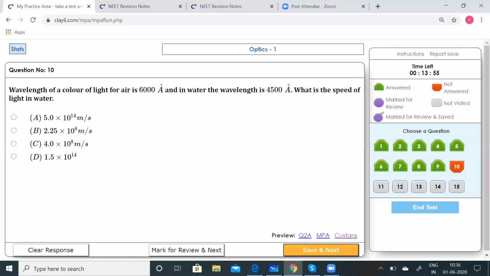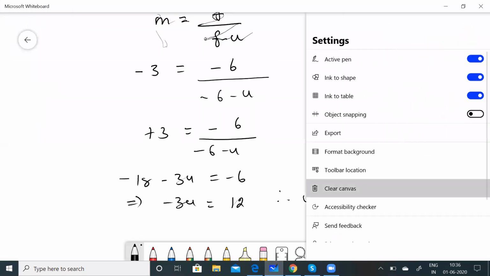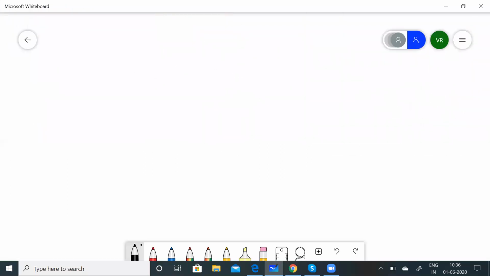Wavelength of a color of light in air is 6000 angstrom, and in water the wavelength is 4500 angstrom. What is the speed of light in water? All right. This is easy. Velocity into wavelength is always a constant. Remember that. So v1 by v2 is equal to lambda 1 by lambda 2.